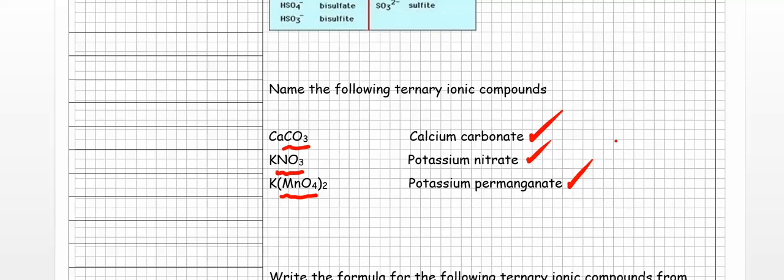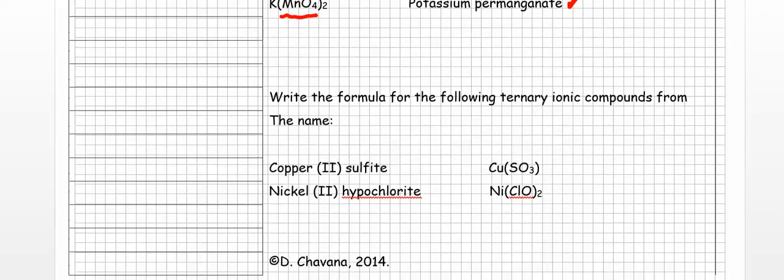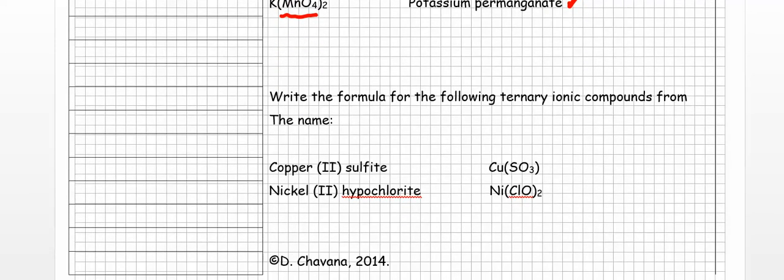All right? Okay, so we now know how to name ternary compounds. I give you the formula, you give me the name using a polyatomic ion chart. Now, the next thing is this. Write the formula for the following ternary ionic compounds from the name. So here we go. We have copper, Roman numeral 2, sulfite.